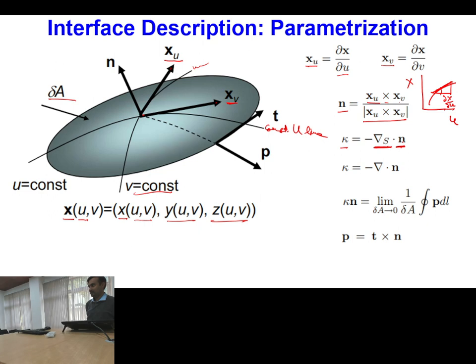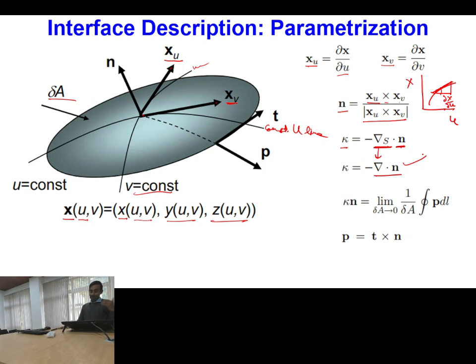Okay, but again what you can do, you can go to that book and you will find that this can be written even in terms of the divergence operator, del dot n. Okay, so curvature of any surface can be defined in terms of minus divergence of n if you have a three-dimensional space. Is this one clear? So this is one method of defining the curvature.